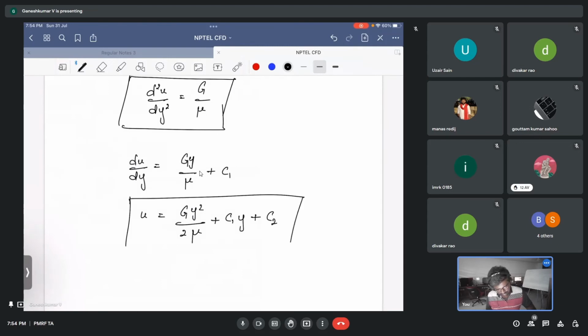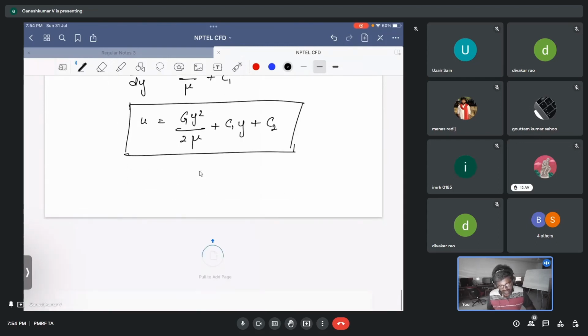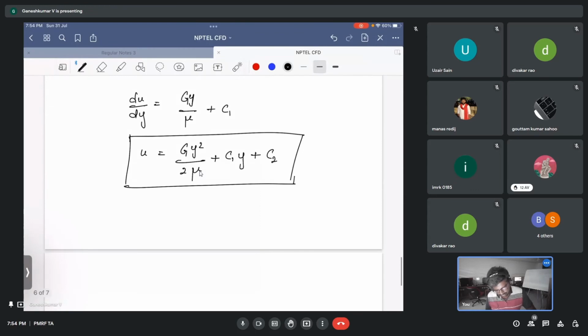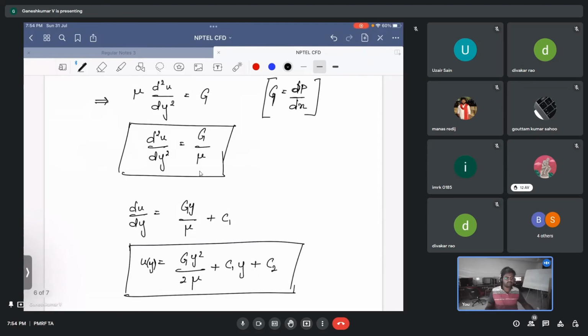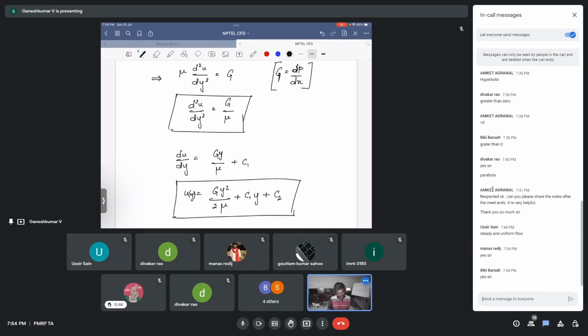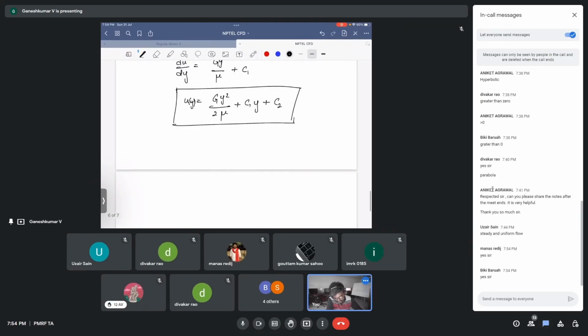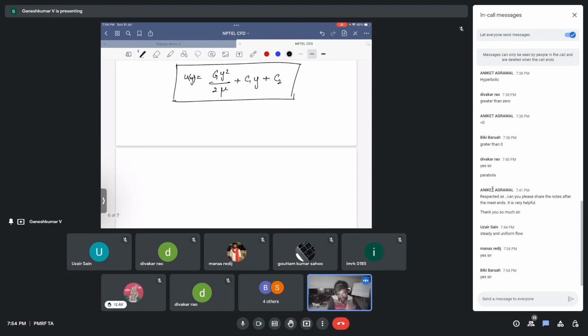So finally, the velocity profile is actually a function of y. Is this integration clear? You guys should be very good at integration by now. Yes, sir. So here our job is not yet over. We still need to find C1 and C2. How do we find C1 and C2? Any idea? By using boundary conditions.